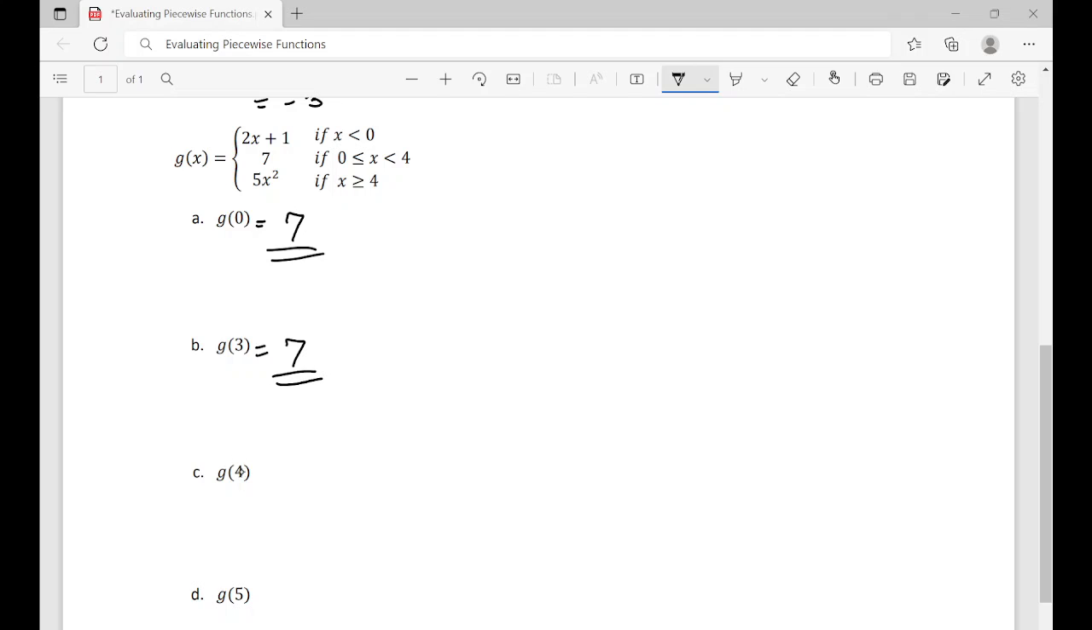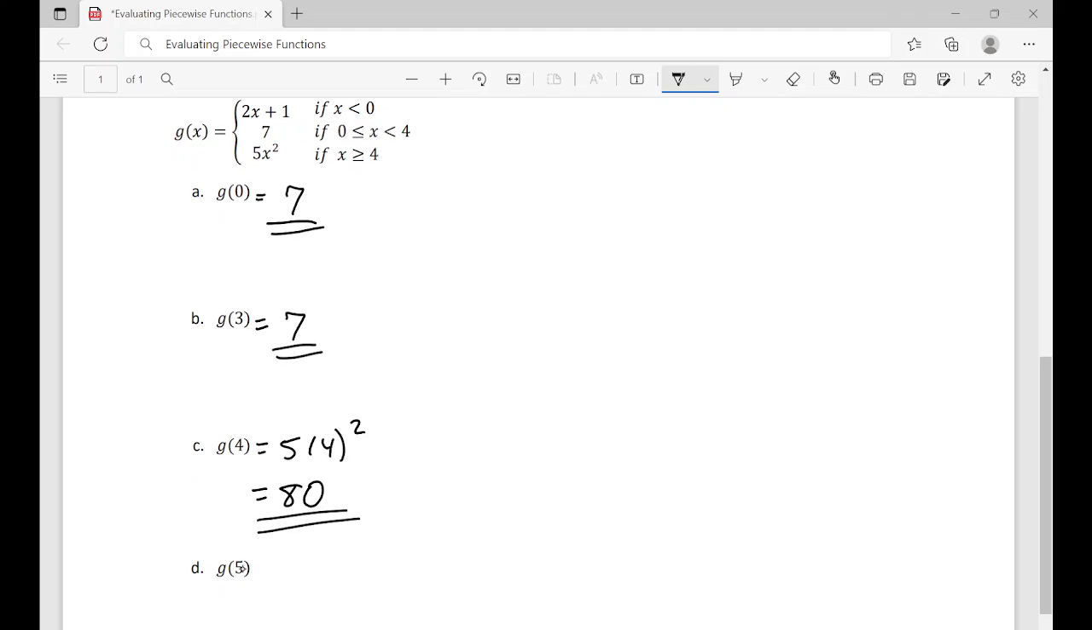Now we have 4, g of 4. It's not going to be the first one. 4 is not less than 0. It's not going to be the second one because 4 is not less than 4. It's going to be the third one. 4 is greater than or equal to 4. So we're going to use 5x squared. And so we're going to get 5 times 4 squared. And you evaluate that, you're going to get 80. And there's your answer.